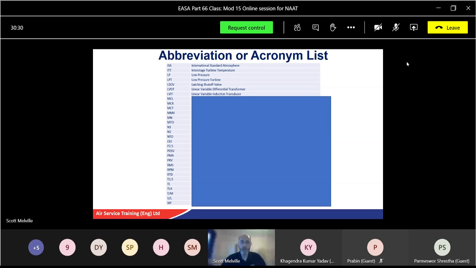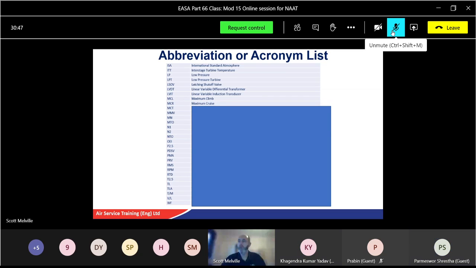Yeah. And then we'll have MCR. Maximum climb. I'll just move that down. Sorry. Yeah. And then we've got MCR. Maximum cruise. Maximum cruise. Yeah. MCT. Maximum continuous. Good.